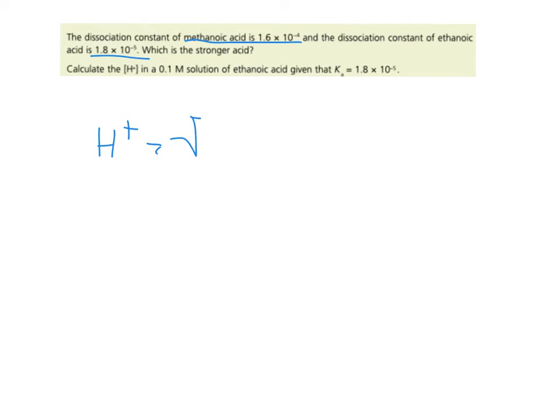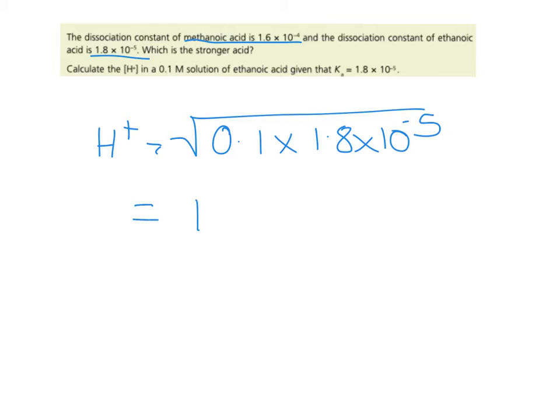H plus ion equals our concentration, which is 0.1, multiplied by my Ka, which is 1.8 by 10 to the minus 5, and we should get an answer of 1.34 by 10 to the minus 3.